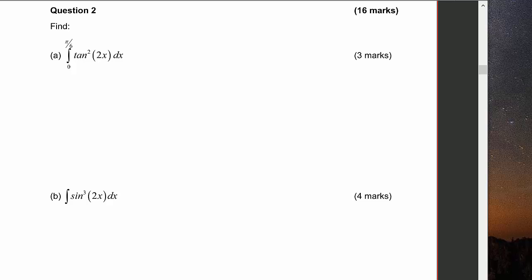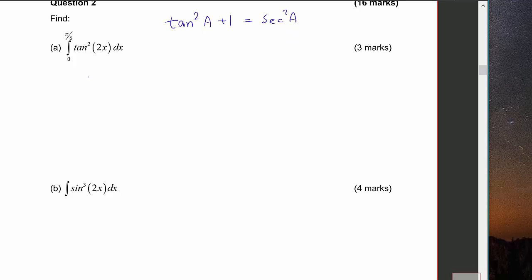So we have the integral from 0 to pi by 6 of tan squared 2x. Now there is an identity that says tan squared a plus 1 is equal to sec squared a, or 1 over cos squared a if you like. So that means that tan squared is sec squared minus 1. So we're going to have the integral from 0 to pi by 6 of sec squared 2x minus 1.